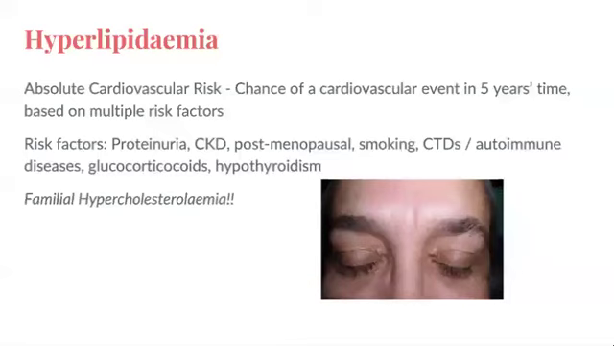And some of the risk factors that I've mentioned are proteinuria, CKD, postmenopausal, smoking, connective tissue diseases, essentially those causes that I was mentioning before. Smoking is another risk factor. And I'd also like you to think about the risk of familial hypercholesterolemia. These are the tendon xanthomata and the xanthelasma that you would look for in the cardiovascular exam. If someone has these, they are already at a very, very high risk of cardiovascular disease.